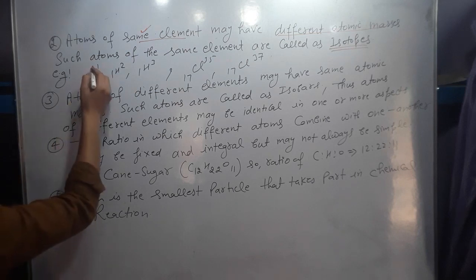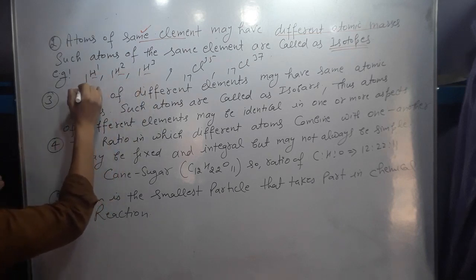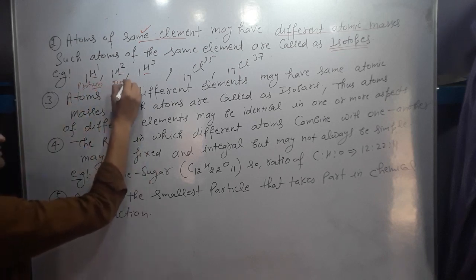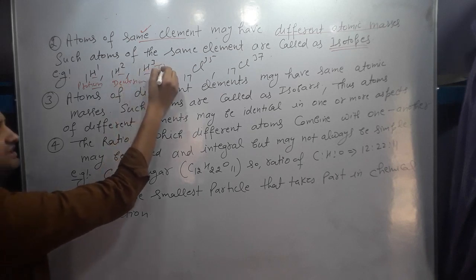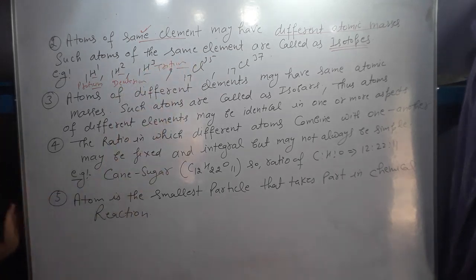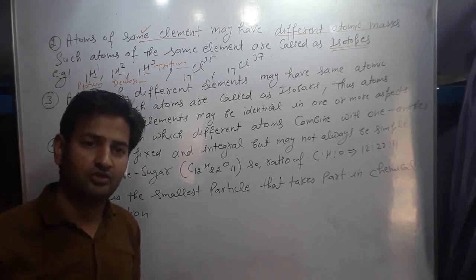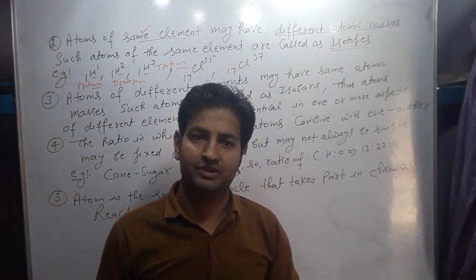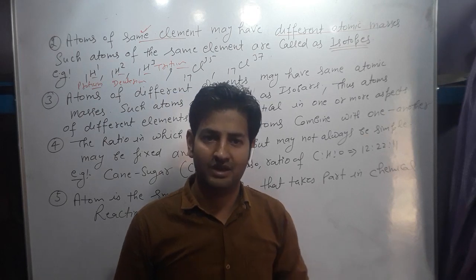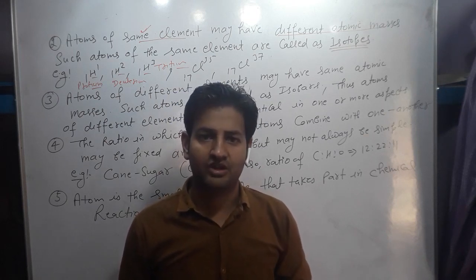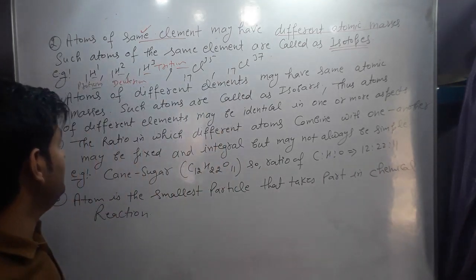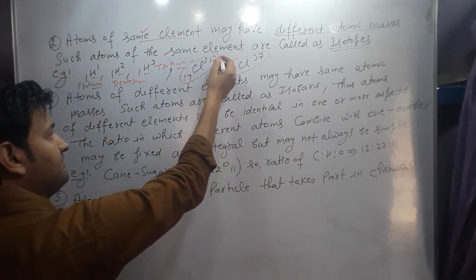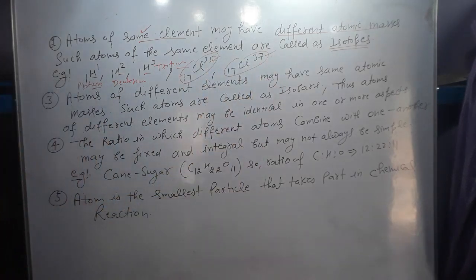Example is 1H1, 1H2, 1H3. The name of the first isotope is protium. 1H2 is called deuterium and 1H3 is called tritium. These are the names of the isotopes of hydrogen. Hydrogen has three isotopes: 1H1, 1H2, 1H3. In these three isotopes, atomic number is 1, but mass is different. This is 1, 2, and 3. Protium, deuterium, and tritium. Next is the case of chlorine. Chlorine also has two isotopes. Chlorine 17, with mass 35, and mass 37.